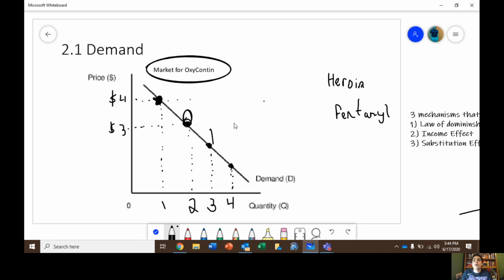Maybe at $3, people are less willing to take the risk to enter the heroin and fentanyl market because they know it's super dangerous, even more dangerous than prescription opioids. And let's say $2, a lot more people, there's higher quantity demanded of tablets, etc. So we can see the logic behind that.